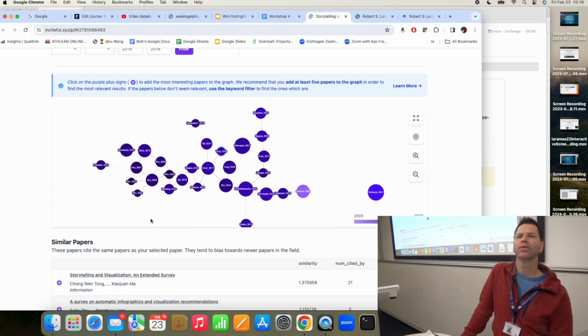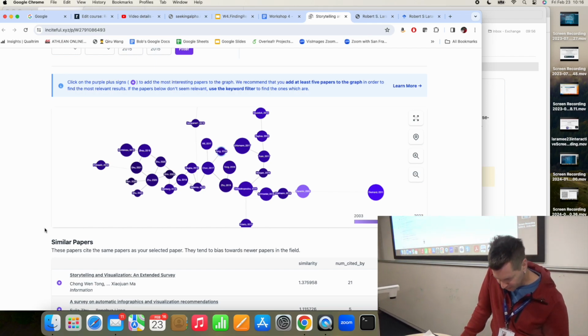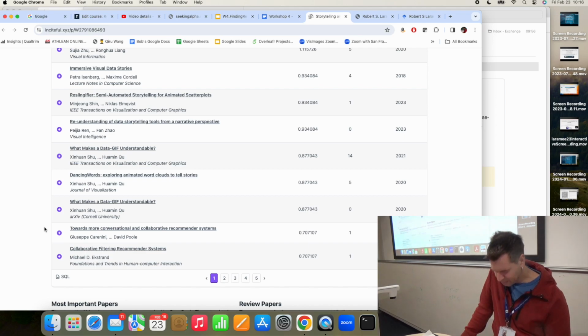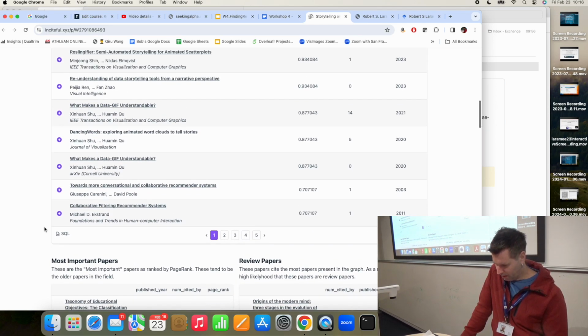If somebody figures out what those sizes indicate, please let us know. Do you know? Size is the number of times the paper is cited in the paper. Really? Okay. Did you see that information anywhere?